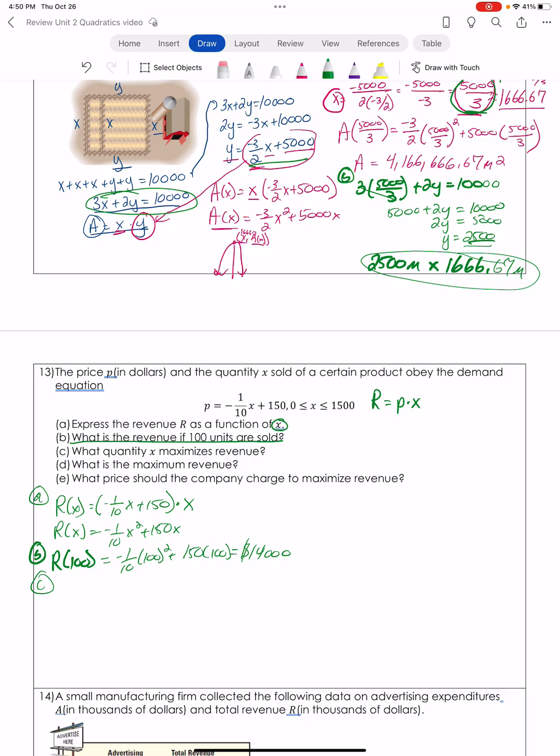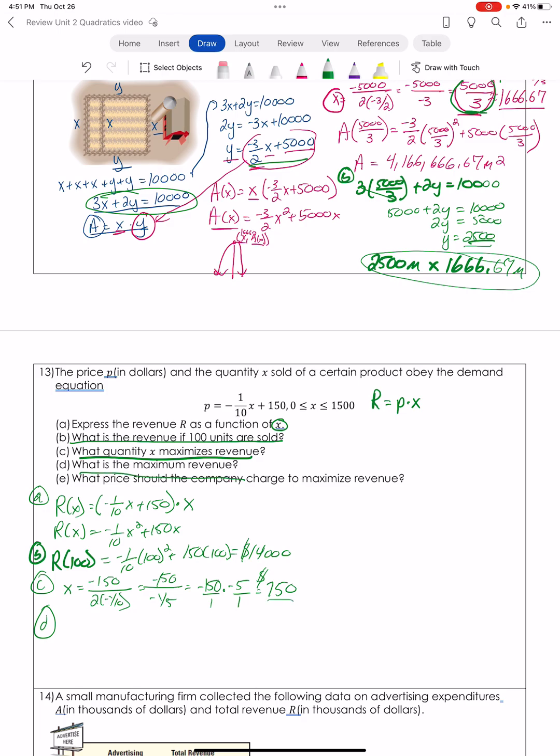C, what quantity maximizes revenue? This is where you do your negative b over 2a. In this case, it's going to be negative 150 over 2 times negative 1/10, which is negative 150 over negative 1/5, which is equal to negative 150 times negative 5 over 1, which is equal to positive 750. D, what quantity? So the quantity that maximizes the value was 750.